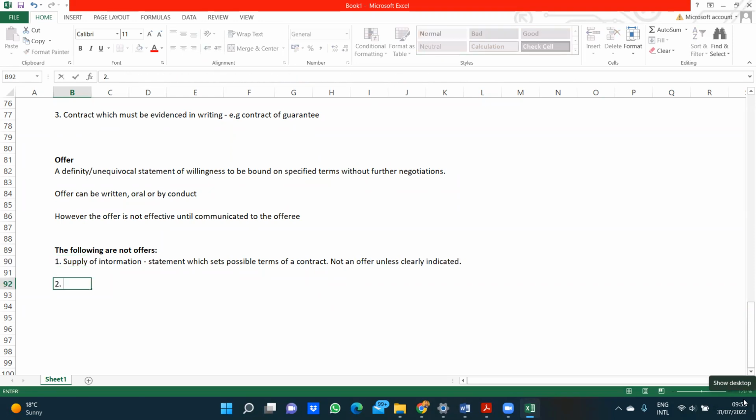Secondly, statement of intention. Example, advertising that an event such as an auction will take place is not an offer to sell. Okay, so there's an advertisement, for example, an event such as an auction will take place, is not an offer at all. All right.